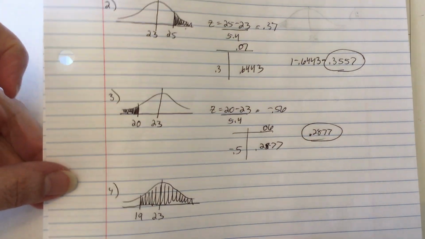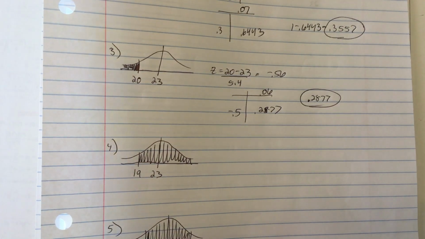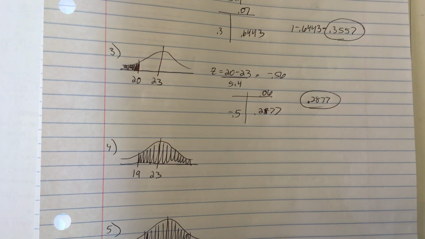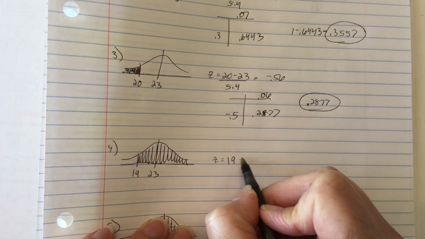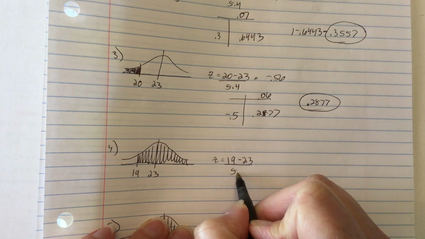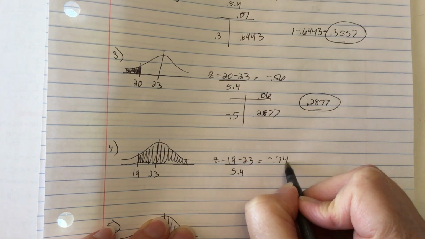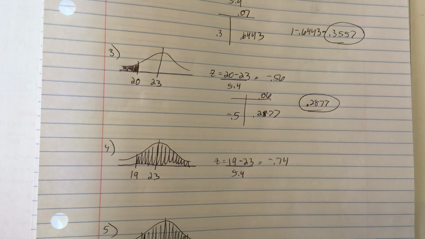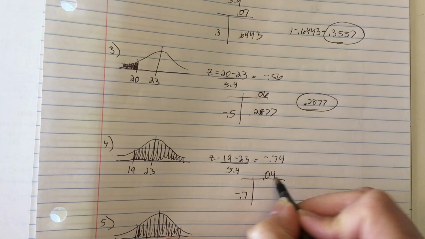Okay. All right, let's do an area to the right with a positive z-score. So give yourself a second to do that, and then turn the video back on and check. All right, first we'll z-score. 19 minus 23 over 5.4. What is this one? Negative 0.74. Let me double check that. Yeah, okay.